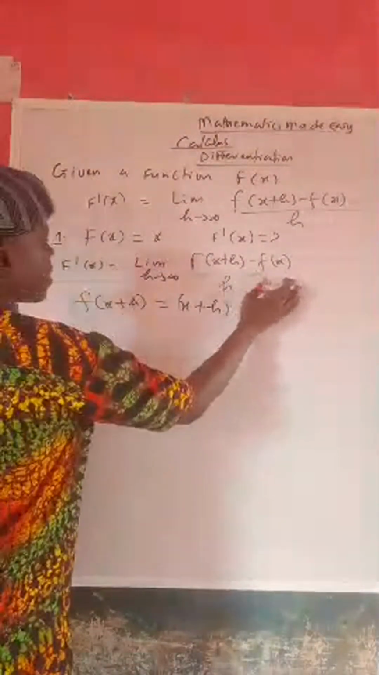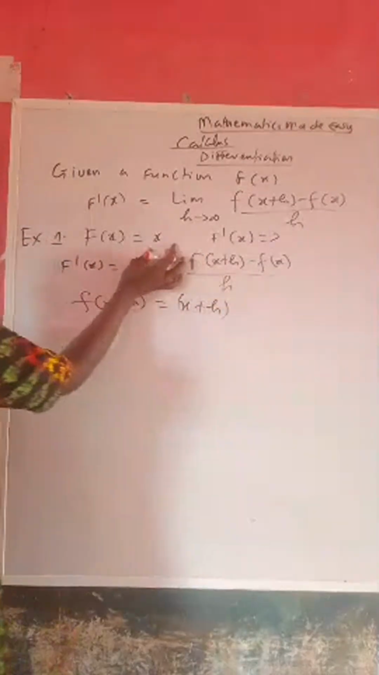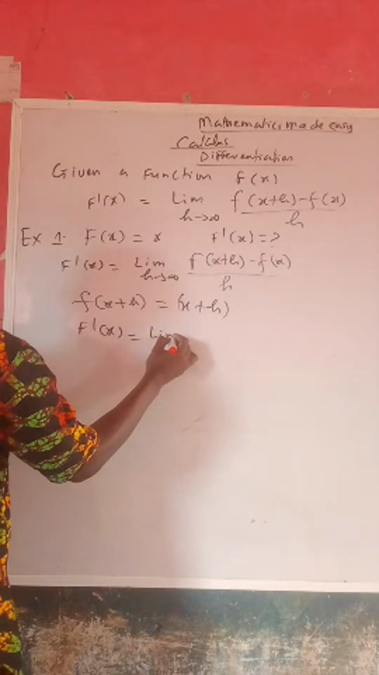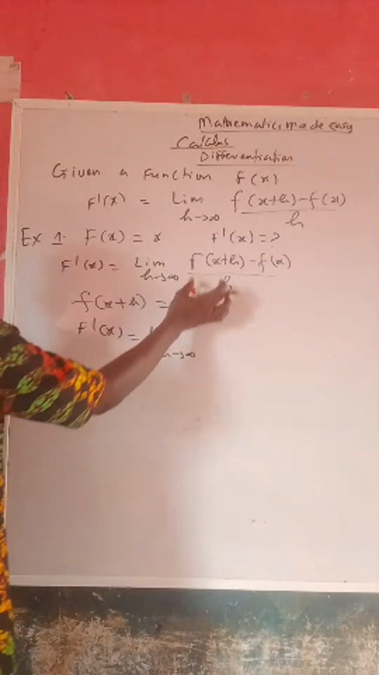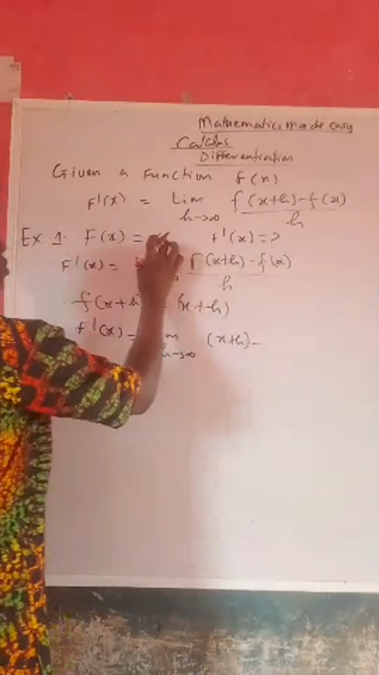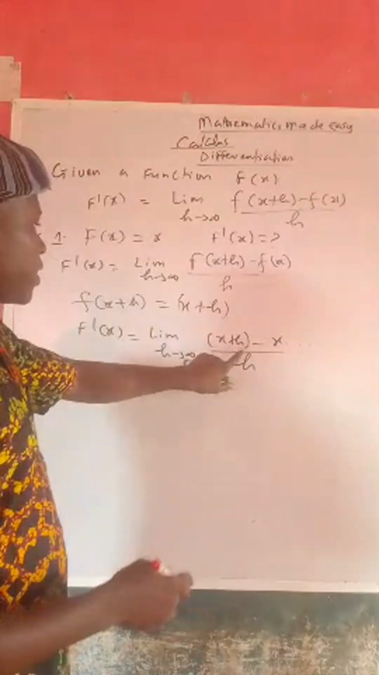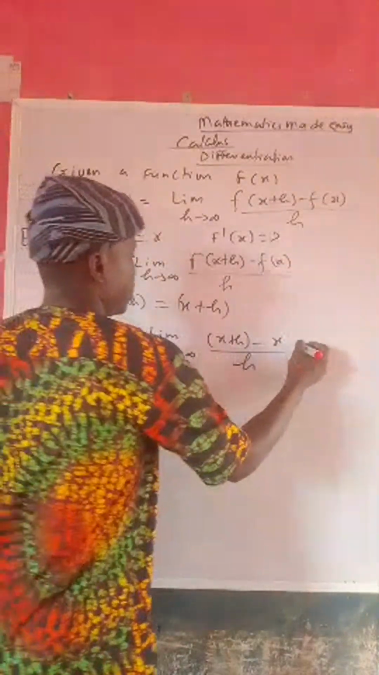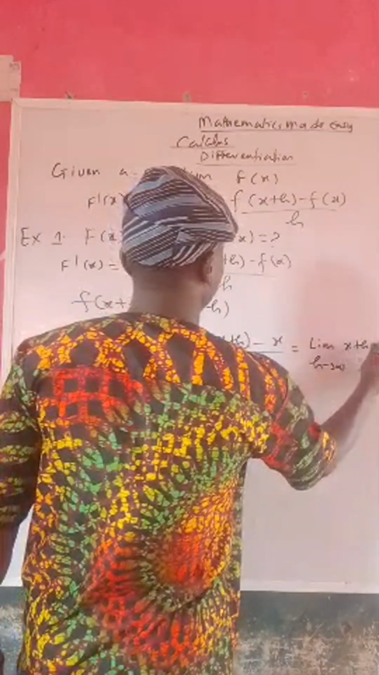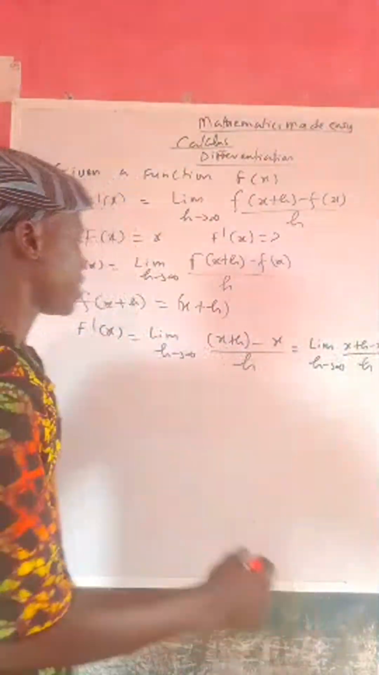So then what will now be our f prime of x? You come back here, you substitute f of x plus h to be x plus h, and you substitute f of x to be x. Alright? So we're going to have f prime of x equals the limit as h tends to infinity of x plus h minus x, then everything over h. The next thing is to remove this bracket right here. So this is equal to the limit as h tends to infinity of x plus h minus x over h. So x minus x will give us 0.